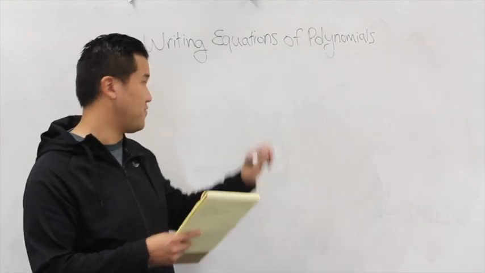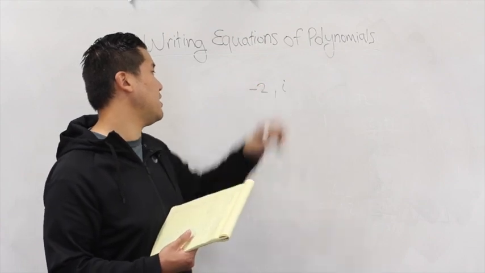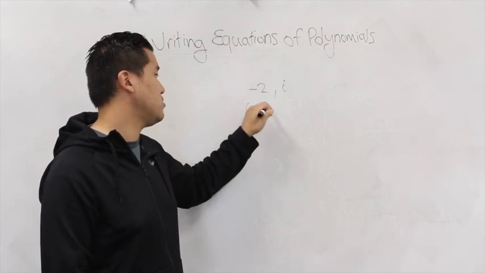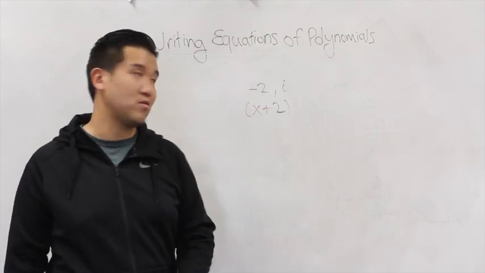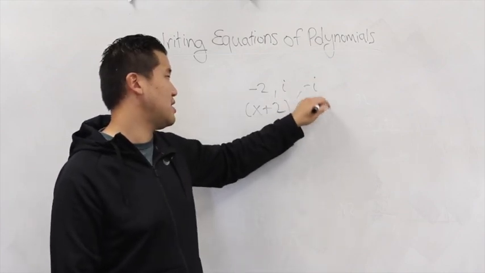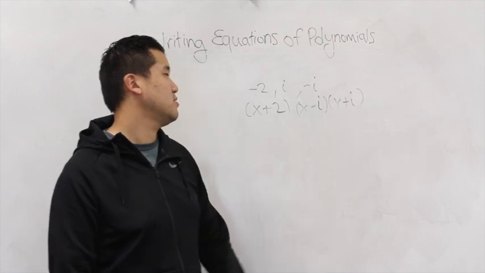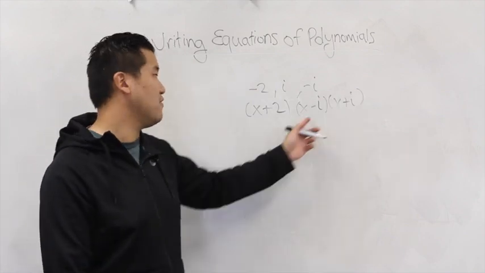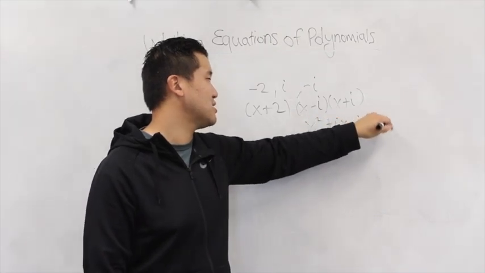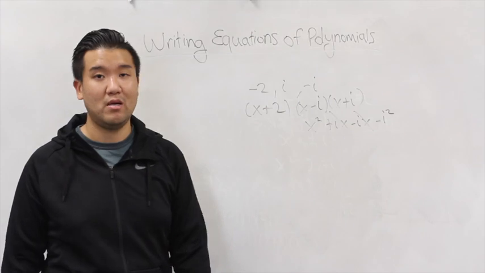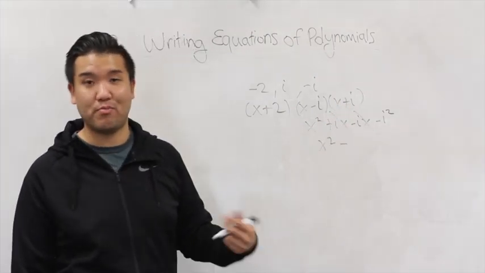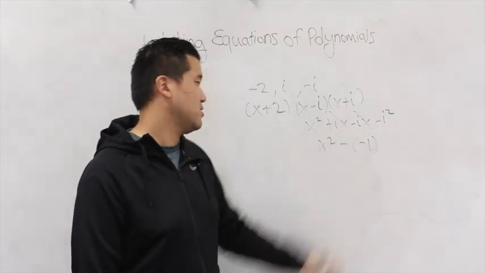Let's actually do the full thing. If I take negative 2 and i as x-intercepts, and I want you to write the equation, what do we have to do? Write the factors out. So x plus 2 is a factor. We also have negative i. So you have x minus i and then x plus i. I'll FOIL these first. So you have x squared plus ix minus ix minus i squared. That cancels. We're left with x squared minus i squared. But what was i squared from our previous video? It's -1. So we have to write that.